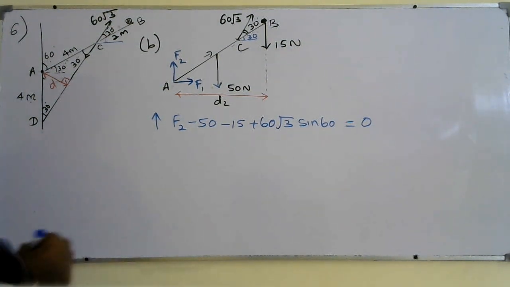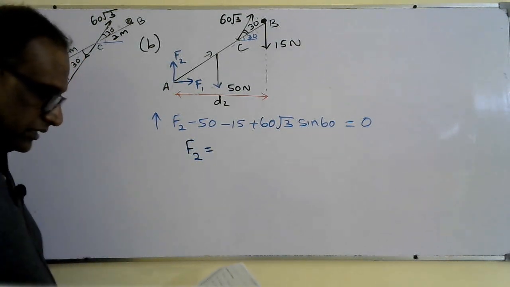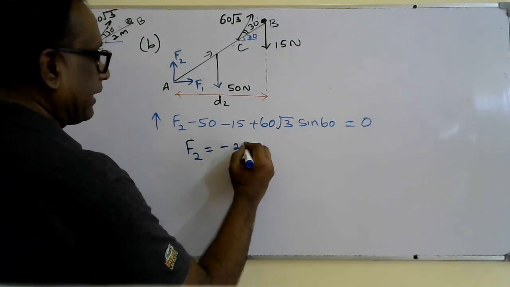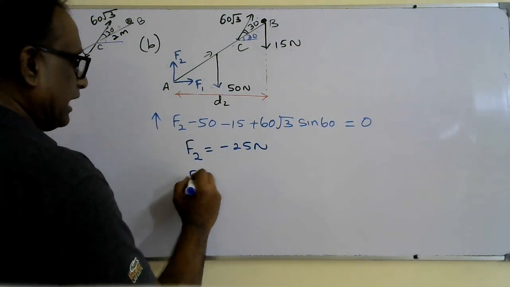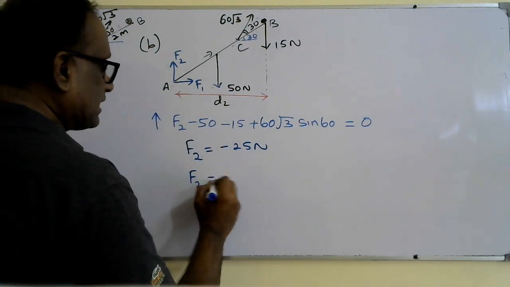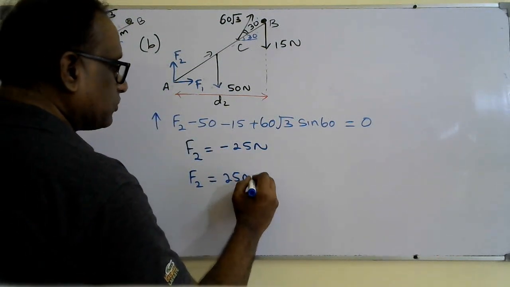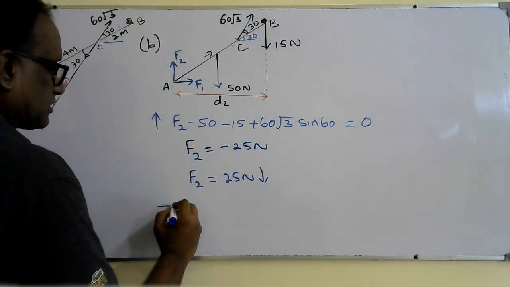Solve it and get F2. You will get F2 is equal to minus 25. I took F2 in the upward direction and I am getting minus, so that means the vertical component of the force at A is downwards 25 Newton.